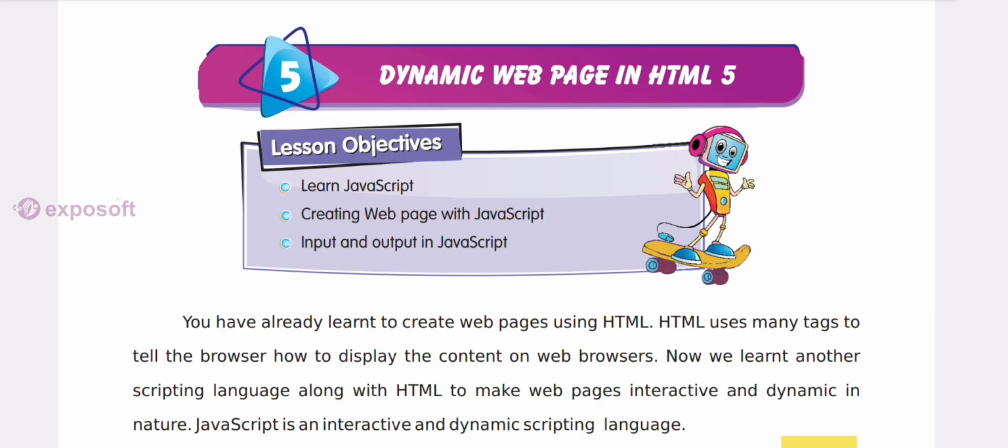Chapter 5: Dynamic Web Page in HTML5. In this chapter, we will learn JavaScript, creating web page with JavaScript, input and output in JavaScript. We have learned what is HTML and how to create web pages using HTML in the previous classes. HTML uses many tags to tell the browser how to display the content on web browsers. Now we are going to learn another scripting language along with HTML to make the web pages interactive and dynamic in nature, which is JavaScript.